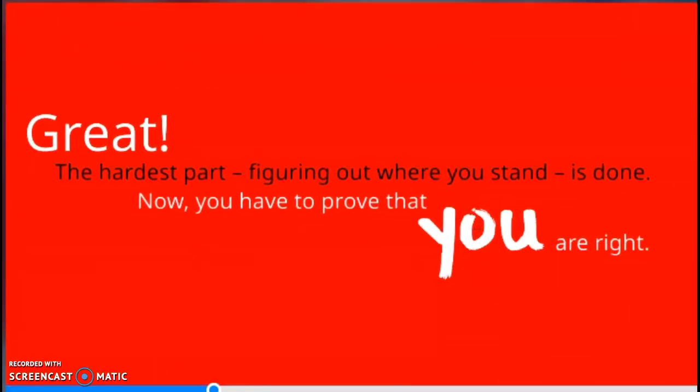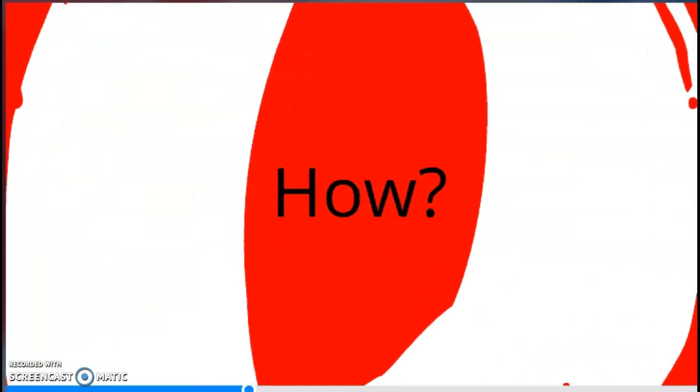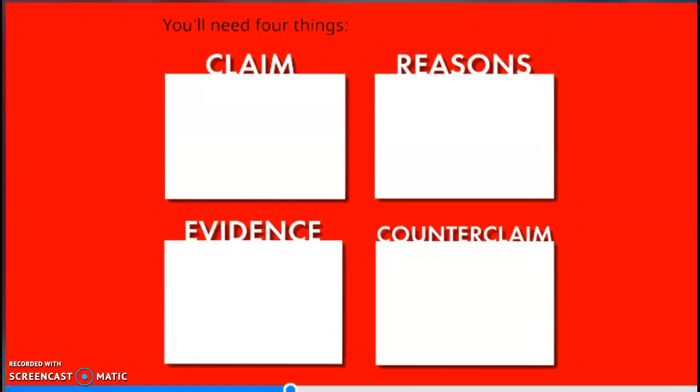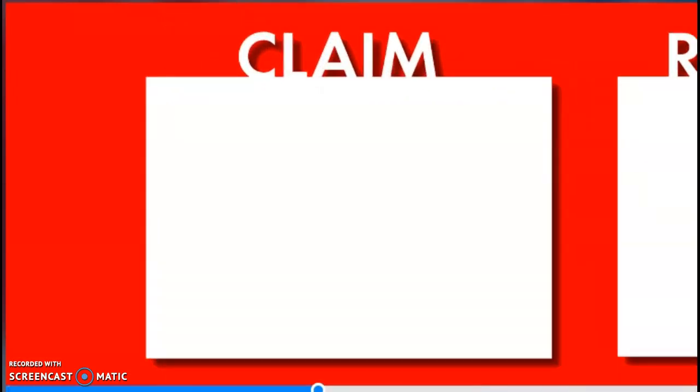Great. So the hardest part, figuring out where you stand, is done. Now you have to prove that you are right. So how are you going to do that? You'll need 4 things: a claim, reasons that support that claim, evidence, and a counterclaim. Let's look at claim first.